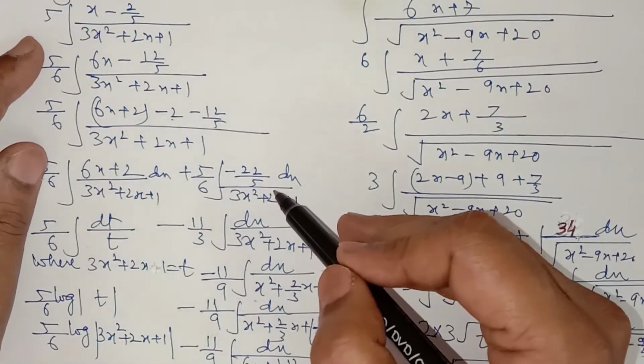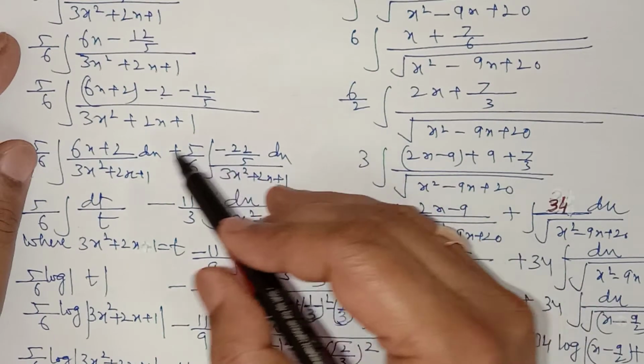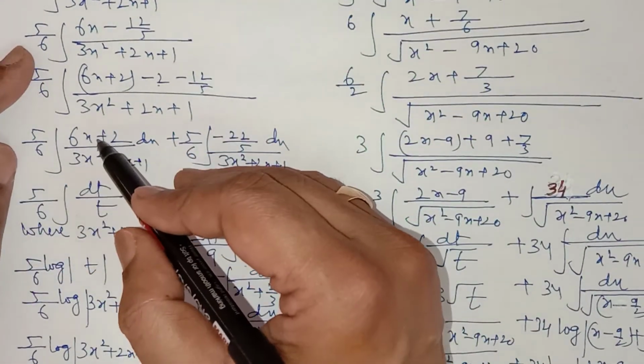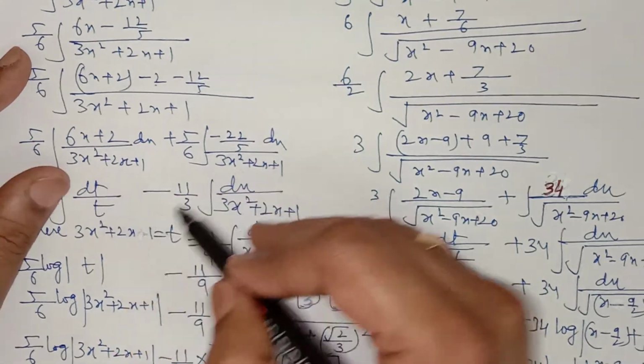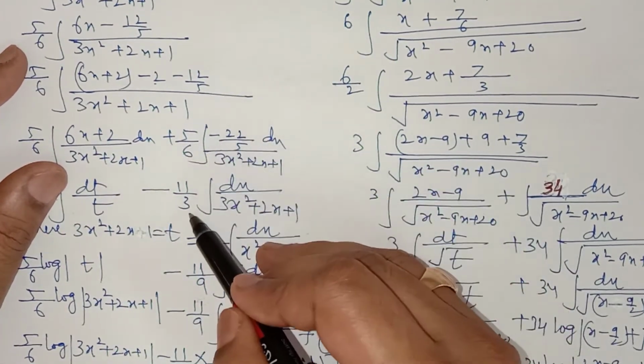So like this you have to do these types of questions, in which you have to convert the numerator into the derivative of the denominator. In the first integration we have the derivative of the denominator. In the next, we'll get a special integral. To simplify this, you'll get minus 11 upon 3.